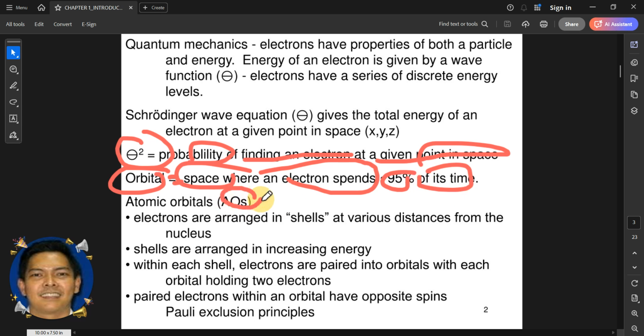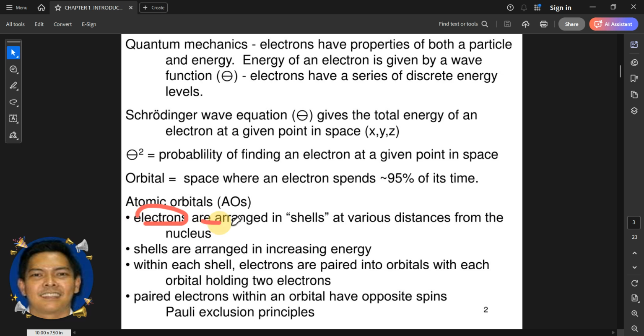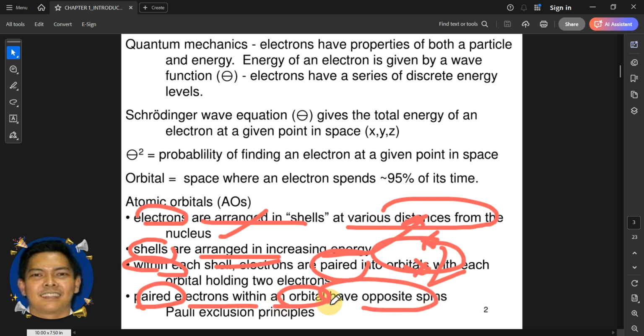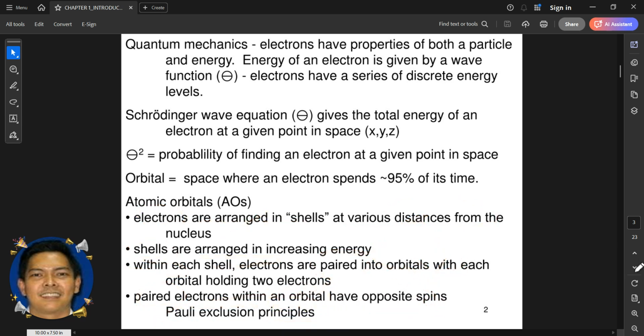For the atomic orbitals or AOs, the electrons are arranged in shells at various distances from the nucleus, whereas the shells are arranged in increasing energy. Within each shell, electrons are paired into orbitals, with each orbital holding 2 electrons. The paired electrons within an orbital have opposite spin, which is called the Pauli exclusion principle.